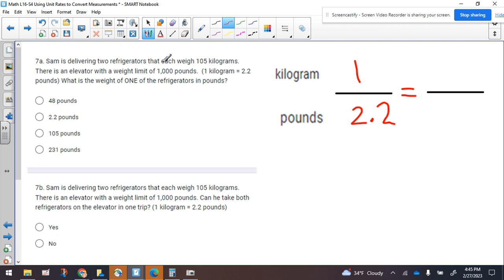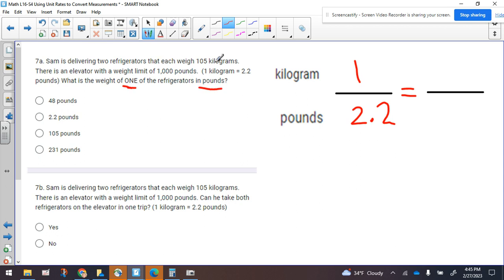Sam is delivering two refrigerators that each weigh 105 kilograms. There is an elevator with a weight limit of 1,000 pounds. And they give us the conversion: 1 kilogram is equal to 2 and 2/10 pounds. By the way, on a New York State exam, they would be giving you this information. You don't have to memorize what's in the parentheses. What is the weight of one of the refrigerators in pounds?